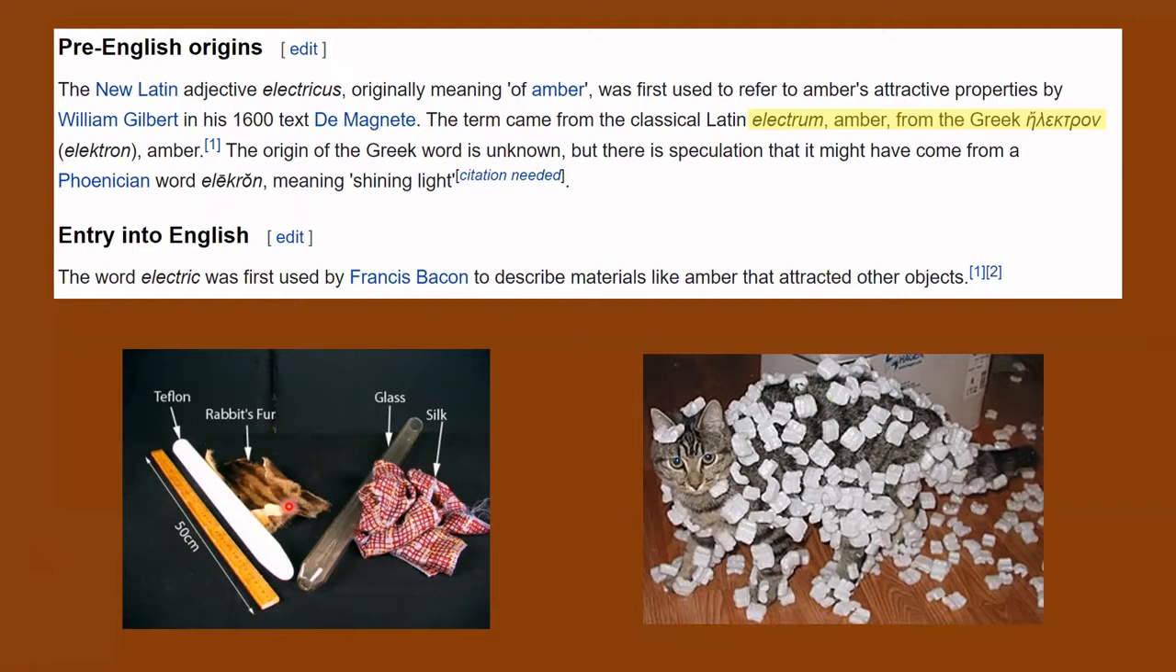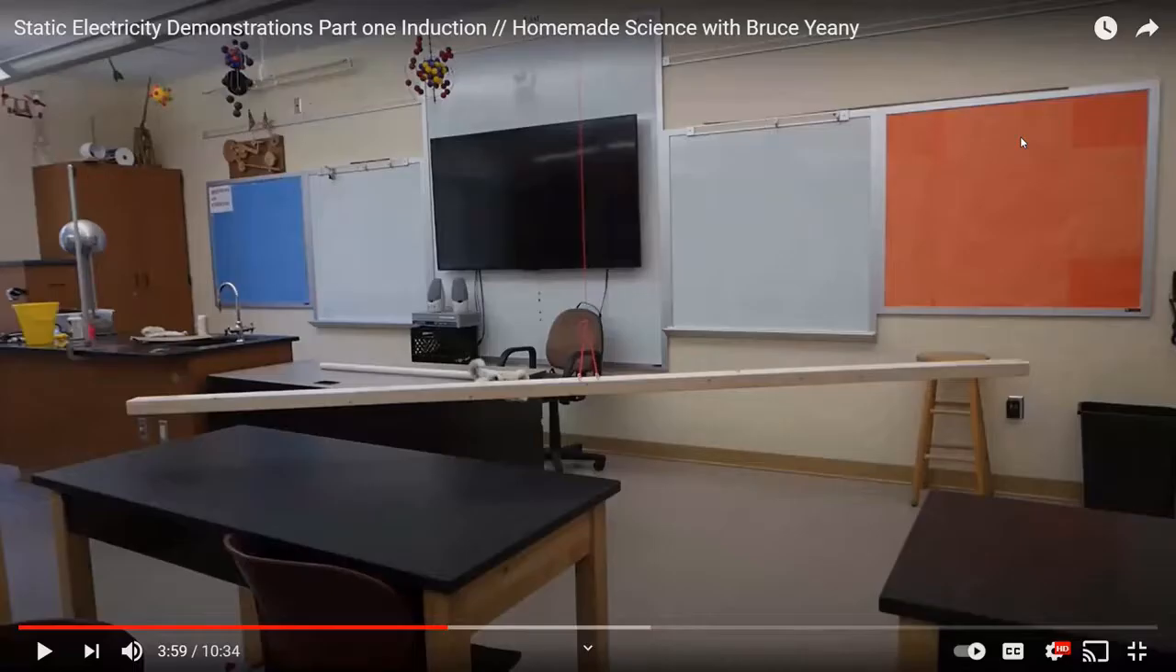And so it didn't take long after experimenting with this effect for this model to arise, where we think of charge as having two flavors, kind of. It's either positive or negative. That's all you need to explain the effect. And that means when you rub these various materials together, you either get repulsion between them or attraction.